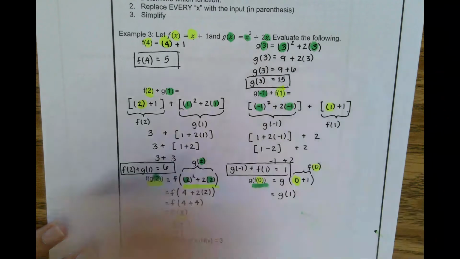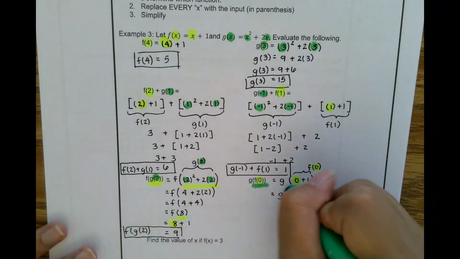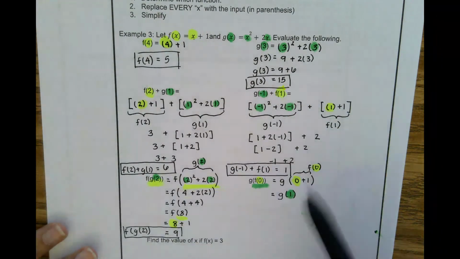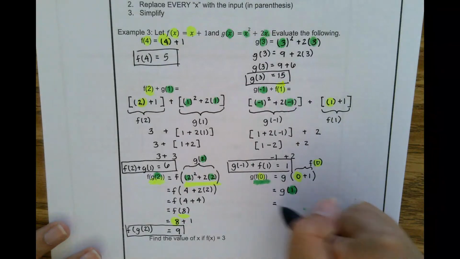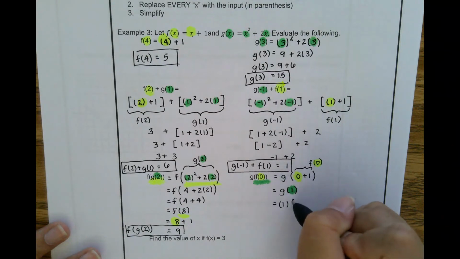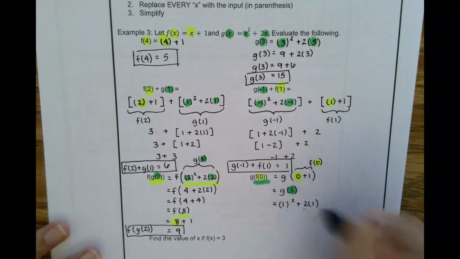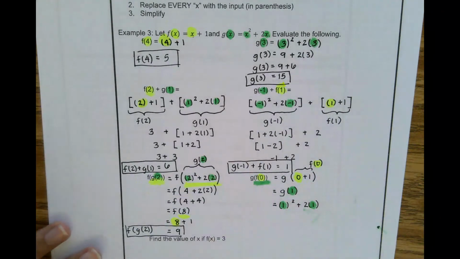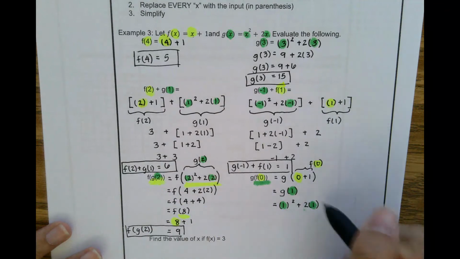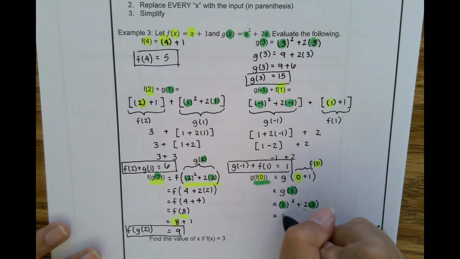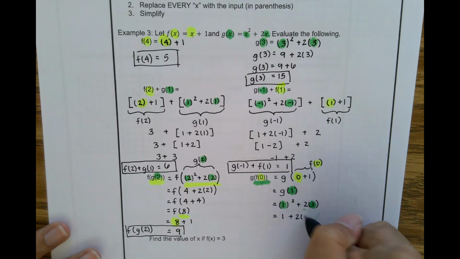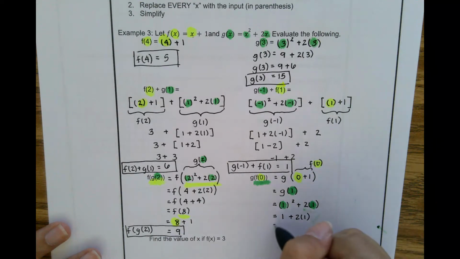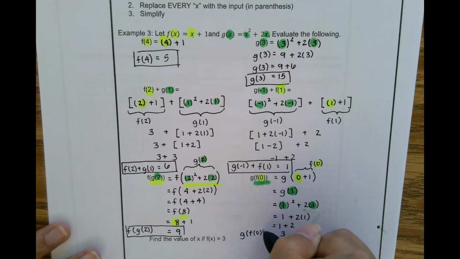So now I want g of 1. I'm going to plug it into the g function here. So 1 squared plus 2 times 1. Exponents come before multiplication. 1 squared is 1. 2 times 1 is 2, so 1 plus 2, and 1 plus 2 is 3. So g of f of 0 is 3.